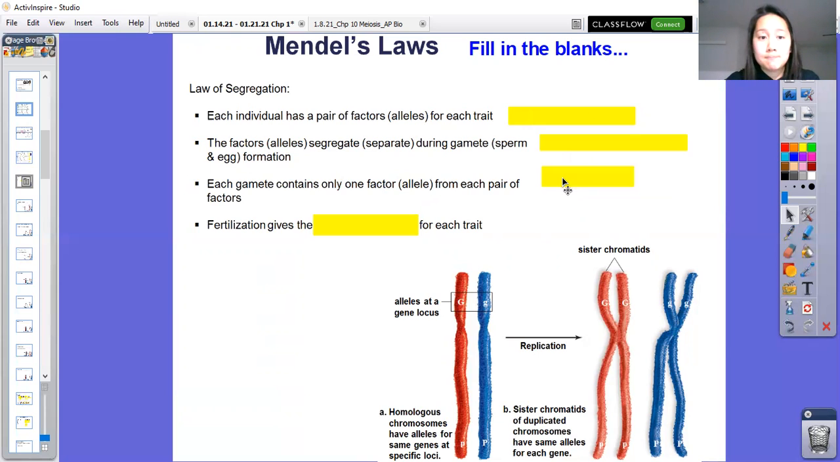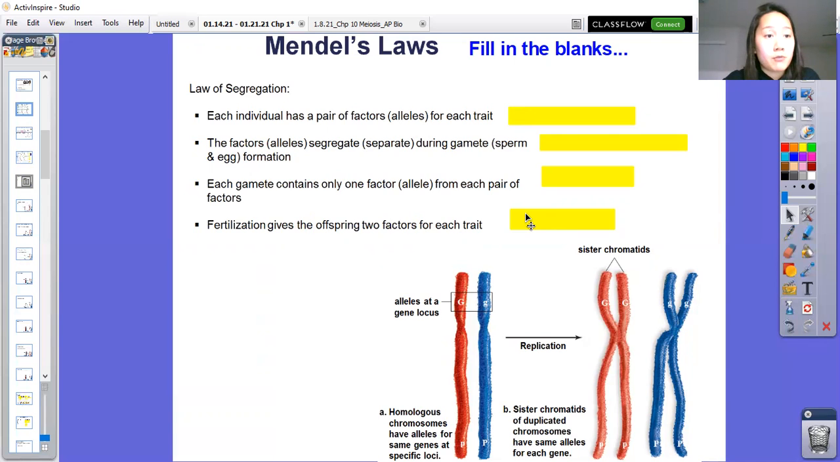And the last part of the law of segregation is that fertilization gives the offspring 2 factors for each trait. So the sperm contains one allele and the egg contains the other allele that are going to work together in the offspring to produce a specific genotype and a specific phenotype. Okay, that's when you go from 1 to 1 plus 1. Fertilization creates, again, 2 factors for each allele. That way you can actually have the relationship in the genotype of recessive, dominant, or codominant, or incomplete dominance. Okay, so these are actually Mendel's laws.